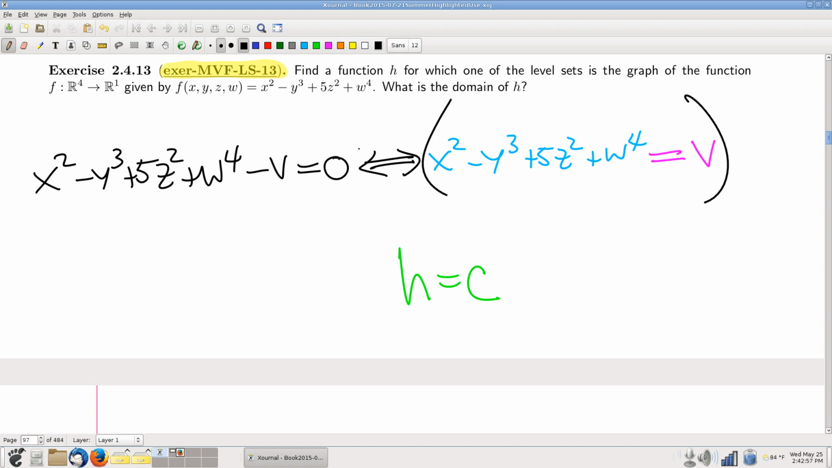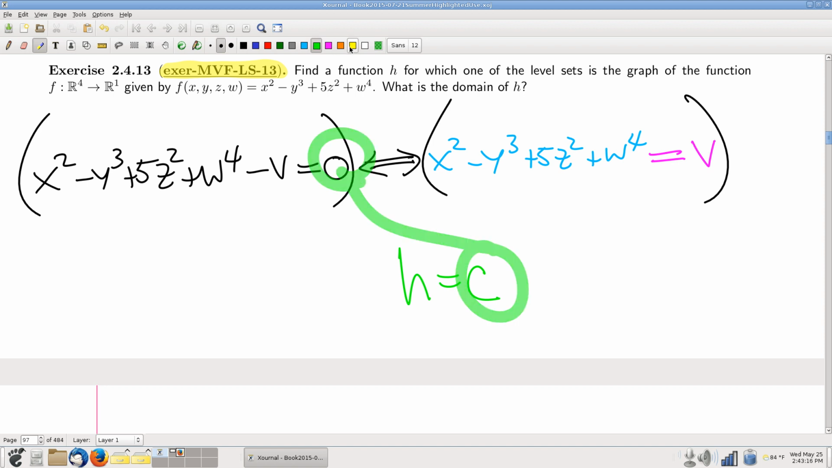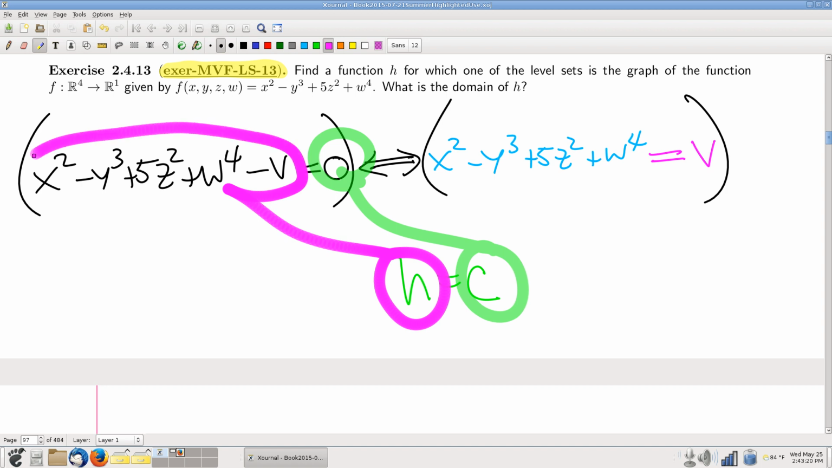These two equations are equivalent. They're exactly the same equation, except that I've moved v to the other side. So these two equations definitely describe the same surface. And having rewritten that, I could say, oh, well, you know what? I could just decide that my constant is 0 and that this function h that I'm looking for is that function, right?